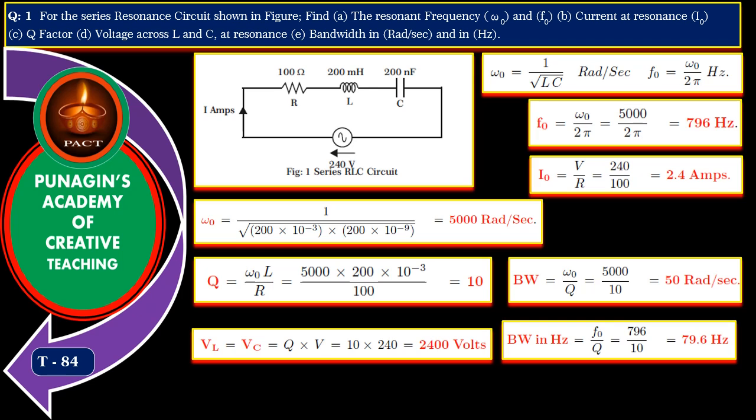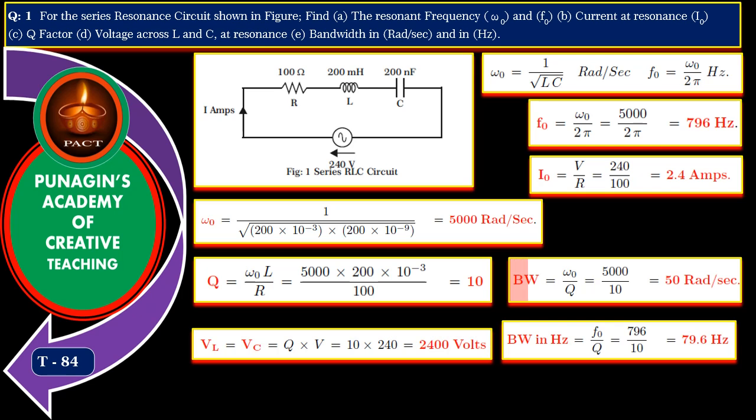796 hertz. We know that I naught is equal to V divided by R, and substituting the values, we get I naught is equal to 2.4 amperes. Now, we know Q is equal to omega naught L by R. By substituting the values, we get Q is equal to 10. Further, at resonance, VL is equal to Vc is equal to Q times V. By substituting the values, we get VL is equal to Vc is equal to 2400 volts.